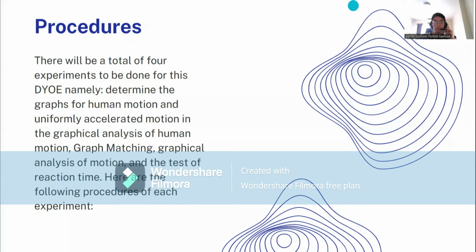So for the procedures of this DYOE, there will be a total of 4 experiments to be done, namely: determine the graphs for human motion and uniformly accelerated motion in the graphical analysis of human motion, graph matching, graphical analysis of motion, and the test of reaction time. So here are the following procedures of each experiment.